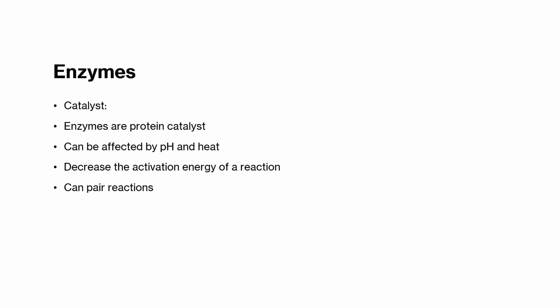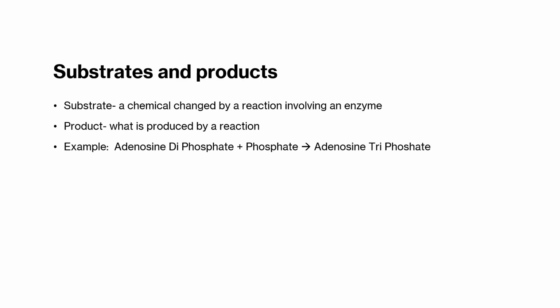And what they do, as they're catalysts, is decrease the activation energy of a reaction. A lot of times these can be paired to have two reactions, two things happening at the same time. Now, when we're dealing with enzymes, we have substrates, which are chemicals changed by a reaction. It involves enzymes, and a product, which is what you end up with at the end of the reaction. So an example of this is if we have adenosine diphosphate and a phosphate, we can use an enzyme called, let's say, ATP synthase. ASE usually tells you it's an enzyme, and we end up making ATP, adenosine triphosphate.